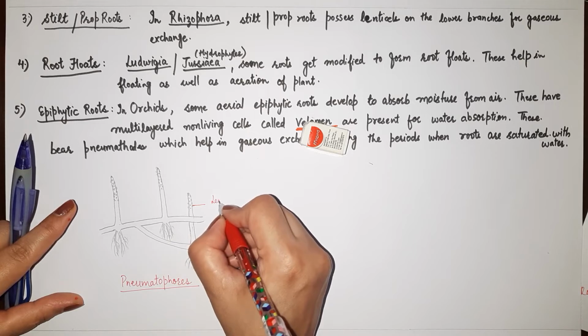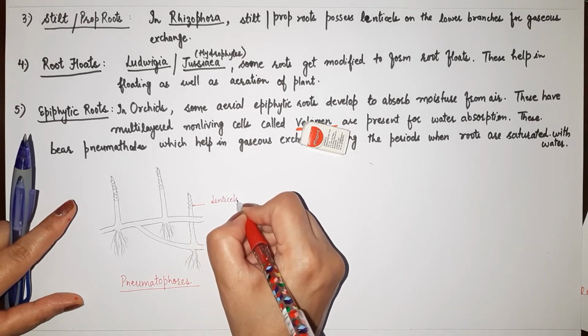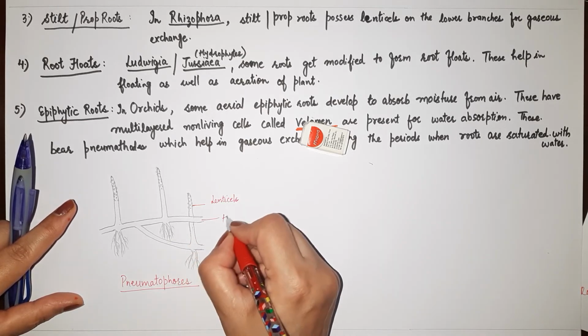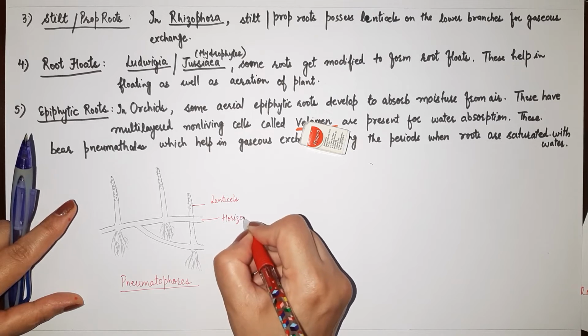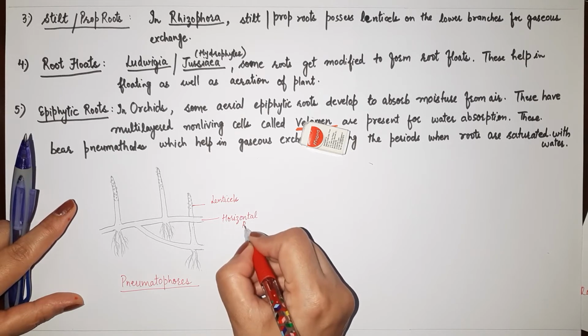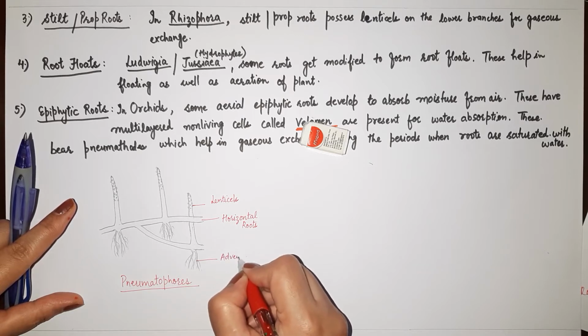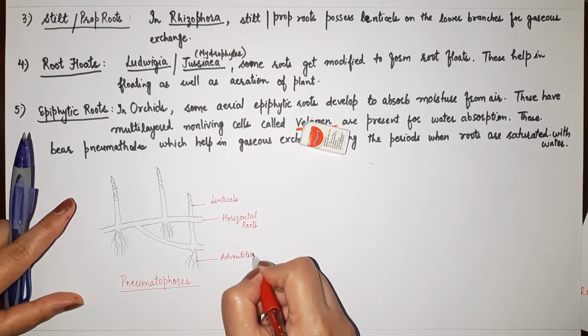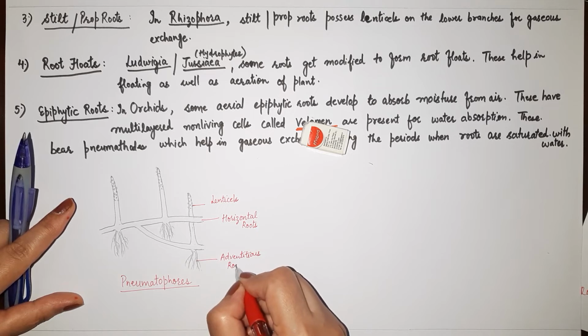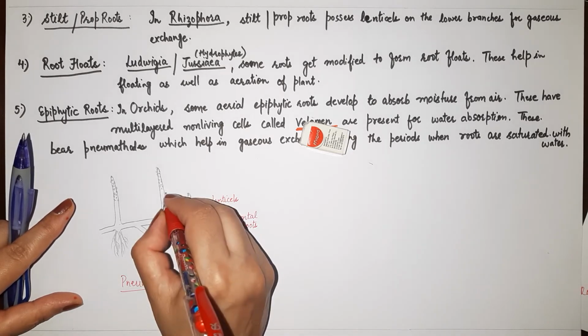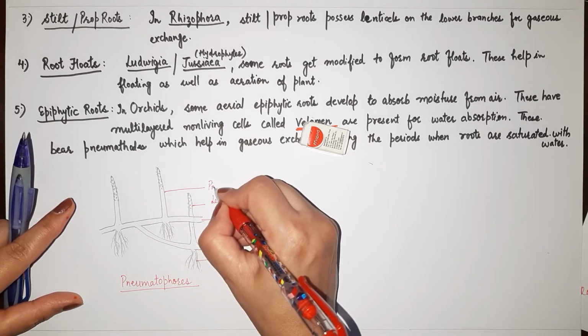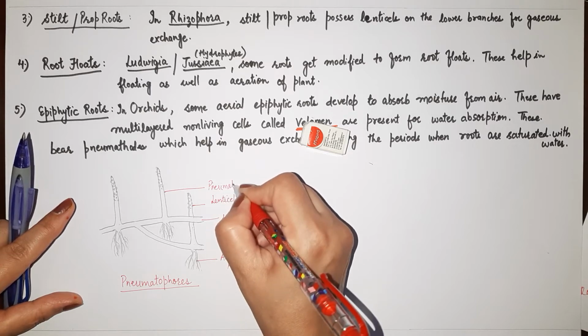So we have lenticels. These are horizontal roots. These are adventitious roots. And the vertical branches are pneumatophores.